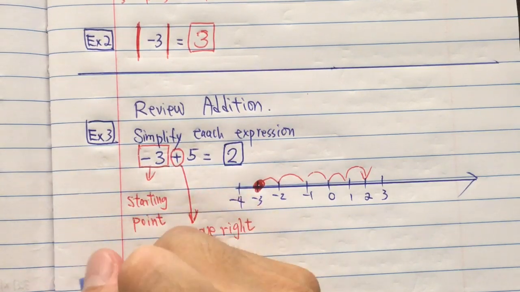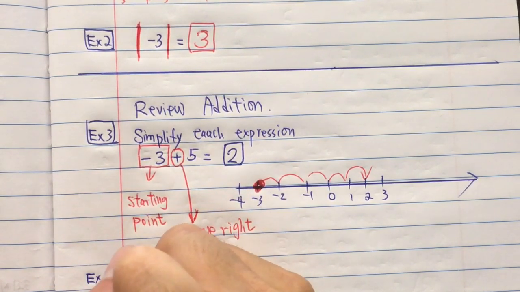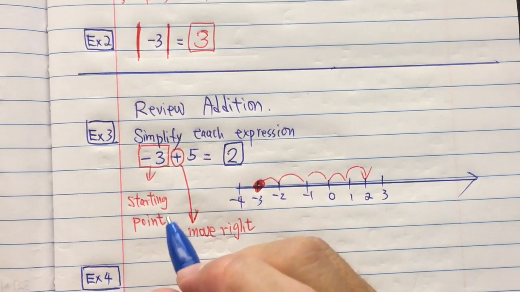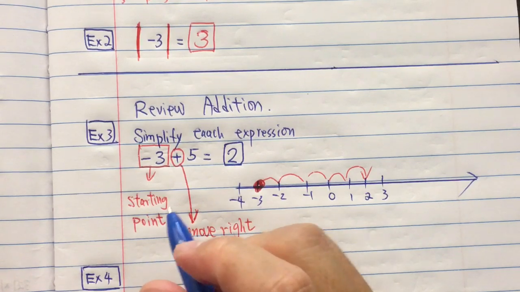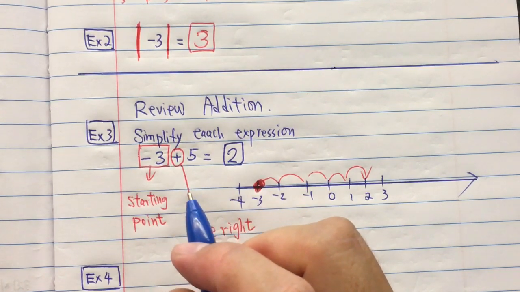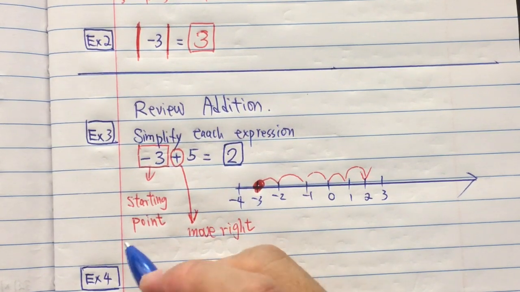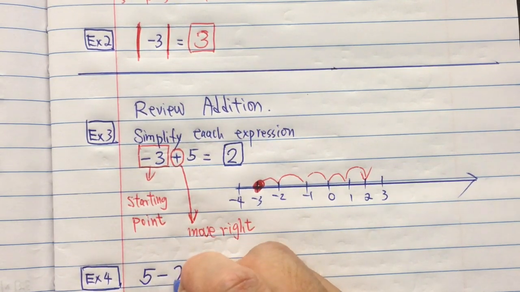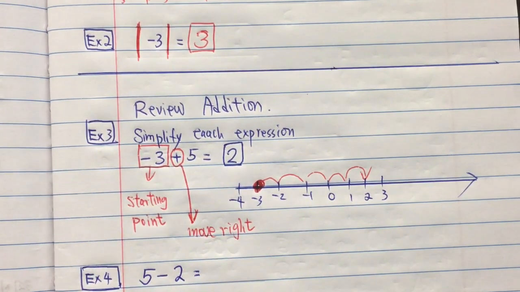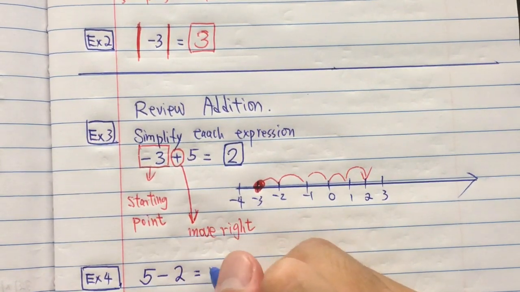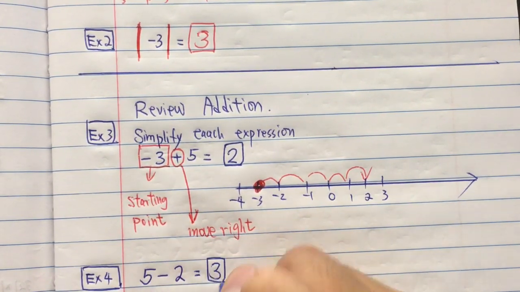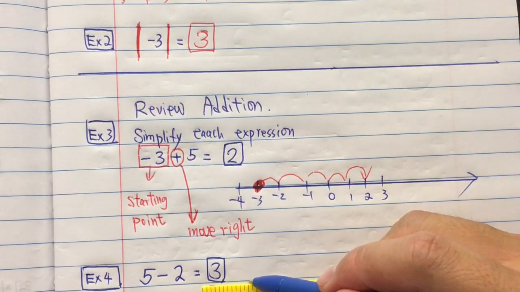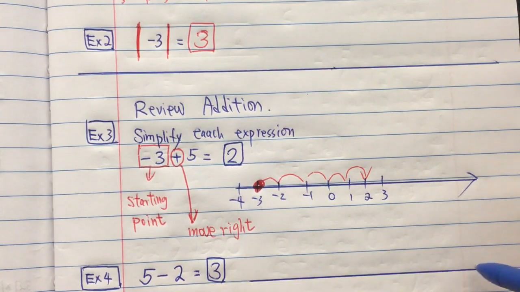Okay, and now let's do example 4. How about this? I think everyone knows 5 minus 2, right? What's the answer? I think you can give me the answer directly. 5 minus 2 equals 3. But now I want you to show it in a number line.